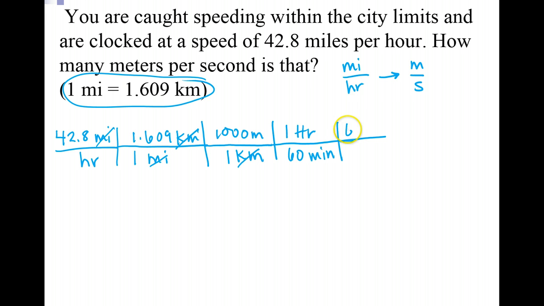and 1 minute is 60 seconds. At this point, hours will cross out and minutes will cross out, leaving meters per second.